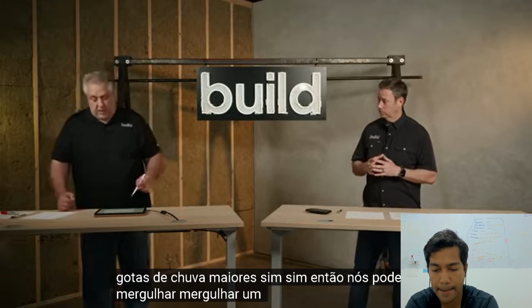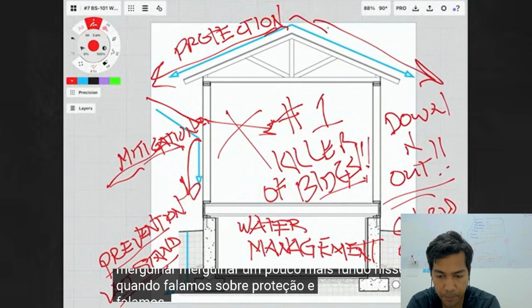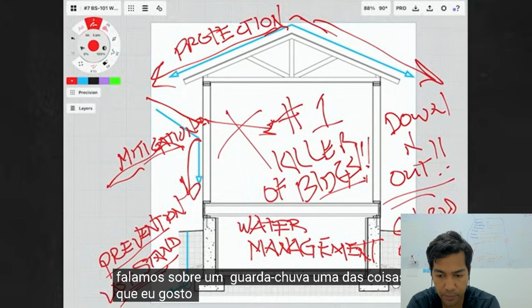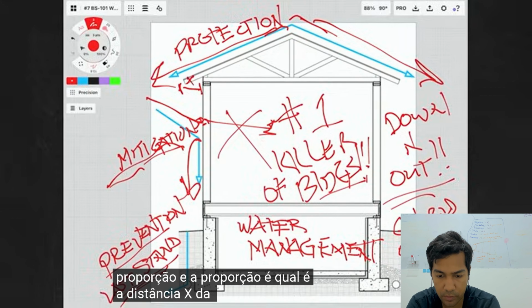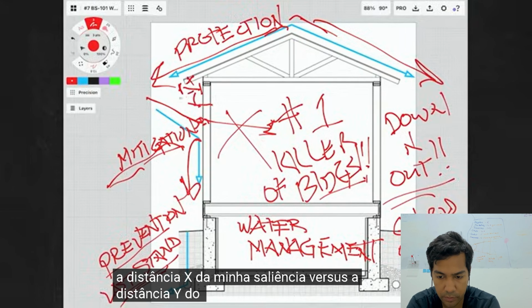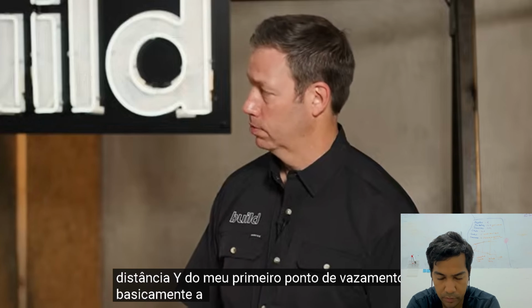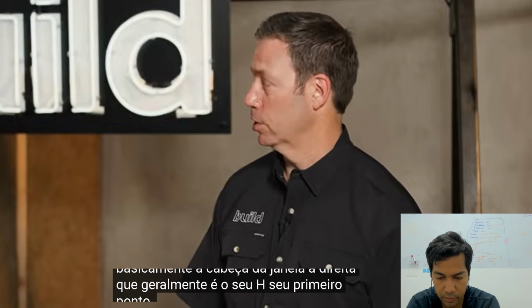So we could dive into these a little deeper. When we talk about protection and we talk about an umbrella, one of the things that I like to talk about is this aspect ratio. And the aspect ratio is what is the X distance of my overhang versus the Y distance of my first leakage point. Basically the head of the window. Right, which is usually your first leakage point.